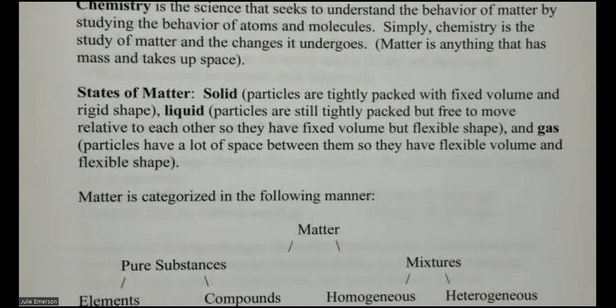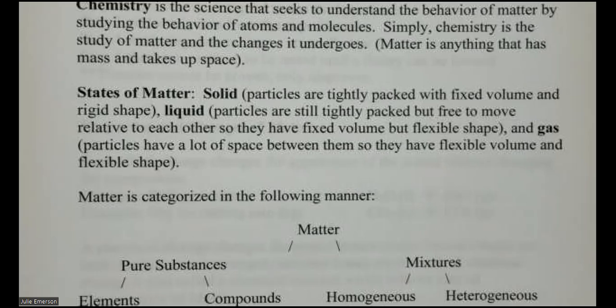In a liquid form, the particles are still pretty tightly packed, but now they have a flexible shape. The volume is still fixed, meaning that if I take a liter of water from a bottle and I pour it into a bowl, the shape has changed, but it's still a liter, right? Now, if I have a solid ice cube and I take it from a bottle to a bowl, the ice cube doesn't change the shape, right? Unless it melts, that's a different story. But that shape doesn't change, the volume doesn't change.